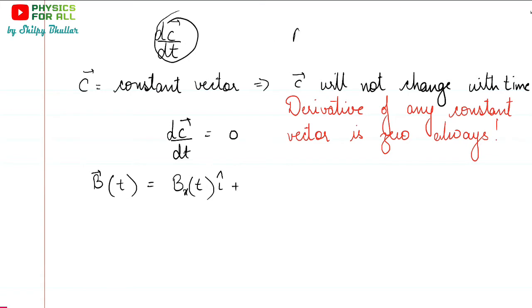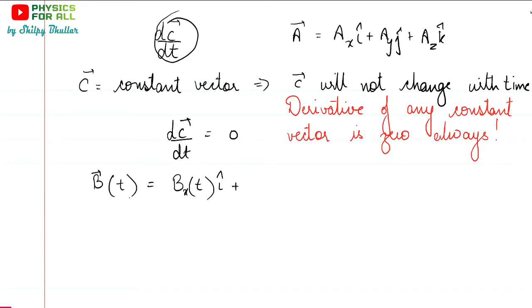Otherwise, whenever we write any vector function a, we don't know on which particular quantity it depends. We simply say that this is the vector and we express it as ax i cap plus ay j cap plus az k cap. But in case we know that the vector actually depends on some quantity, then all its components will depend on that quantity. Whenever we express a vector with some quantity within the parentheses, that means the vector depends on that quantity. Whenever that quantity changes, there will be a change in the vector.